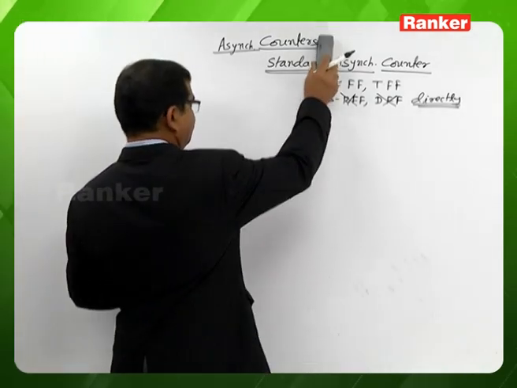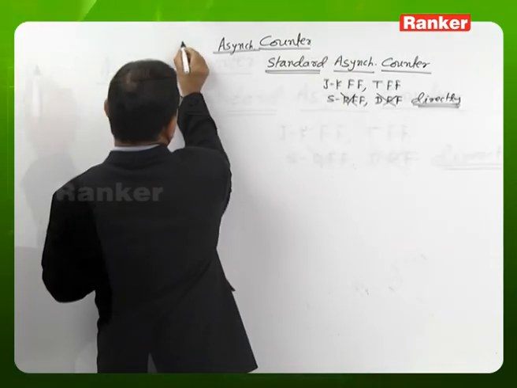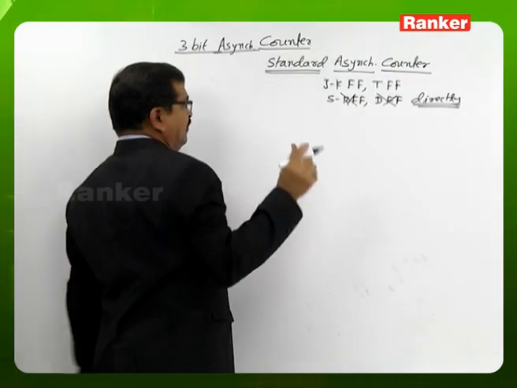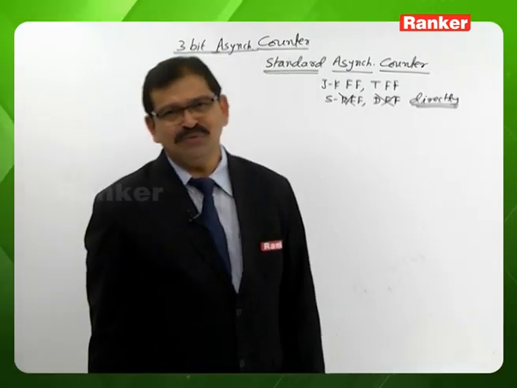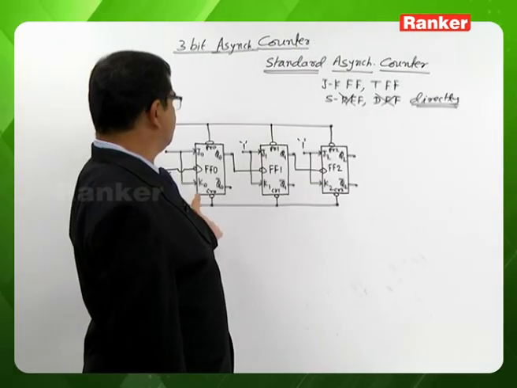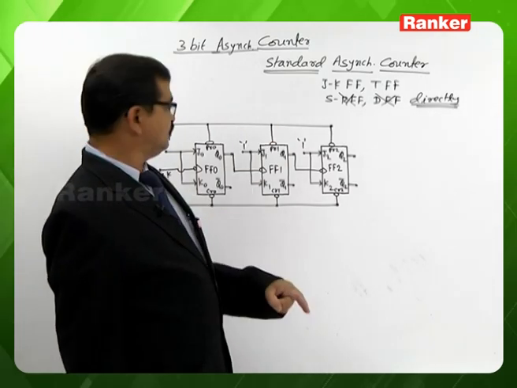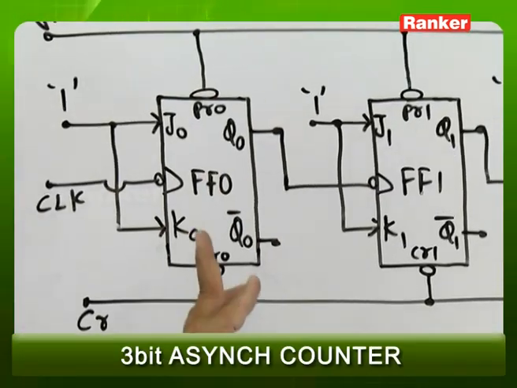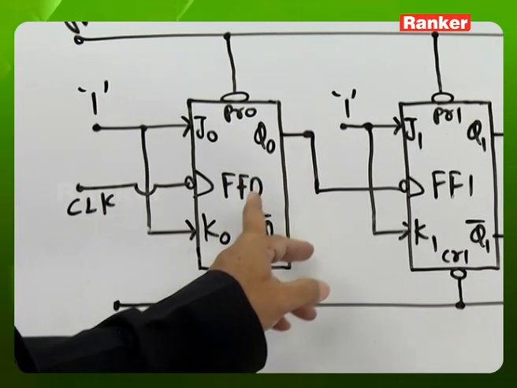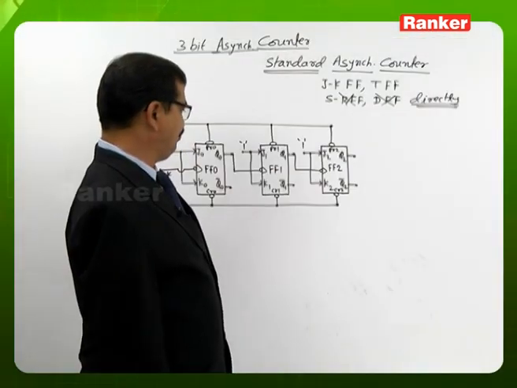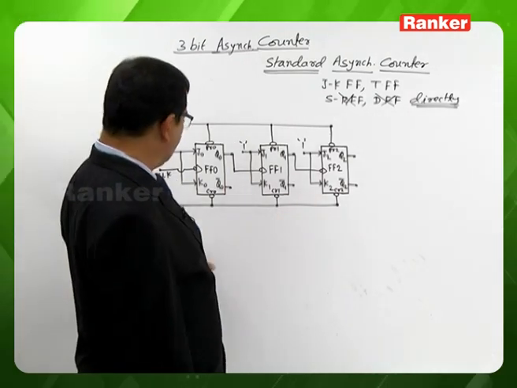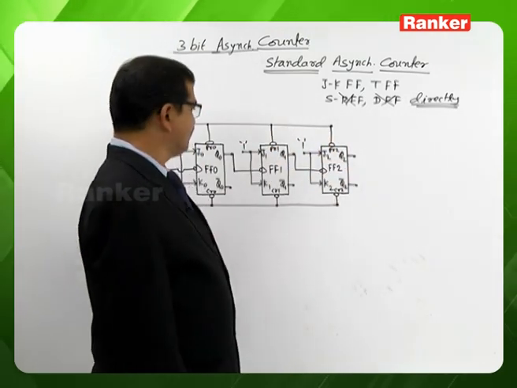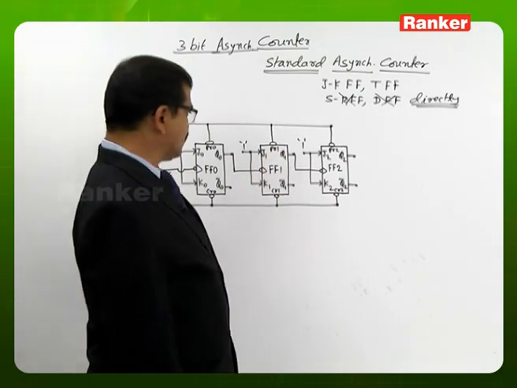Let us take the case of a 3-bit standard asynchronous counter. Since it is 3-bit, we need to use 3 flip-flops, and we are using JK flip-flops. This one is the MSB flip-flop and this is the LSB flip-flop for this 3-bit case. We name the LSB flip-flop as flip-flop 0, then flip-flop 1 and flip-flop 2. All the flip-flop clear terminals are connected to a common terminal. All the flip-flop preset terminals are connected to a common terminal. All the flip-flop J and K inputs are connected to logic 1.